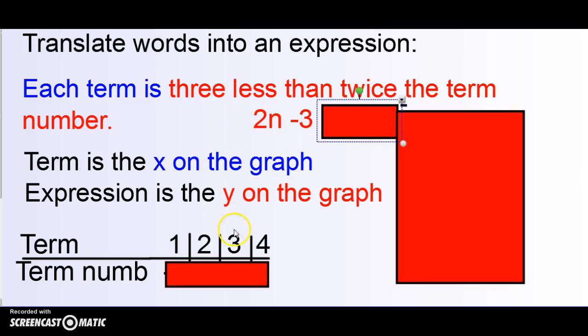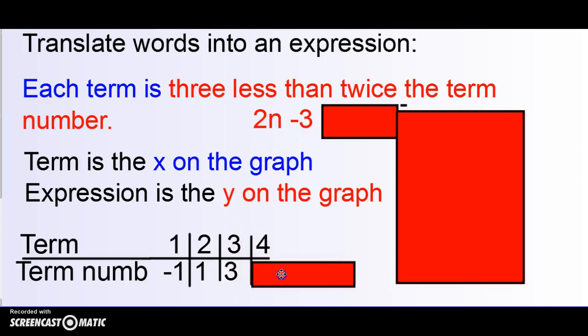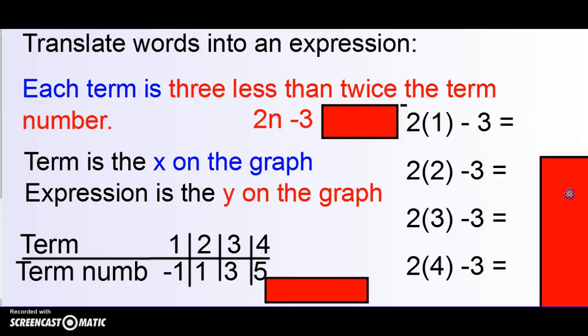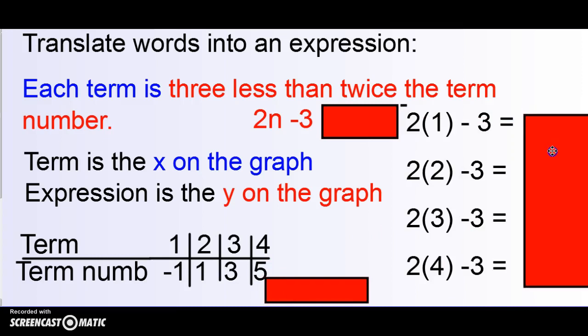2 subtract 3 is negative 1. 2 times 2 is 4. Subtract 3 would be 1. 3 times 2 is 6. Subtract 3 is 3. Then you see the pattern going. Here's the same information. I just set it up for you so you could see how, but then I put the answer already in the t-table.